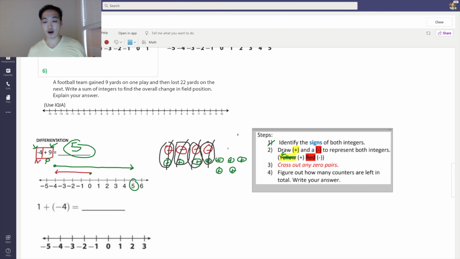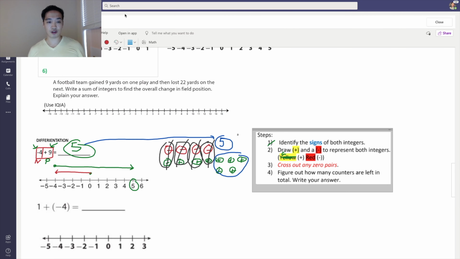Therefore, what do we have left after we do that? Well, because step 3 says to cross out any 0 pairs, right? That's what I did. So figure out how many counters are left in the total. We have 1, 2, 3, 4, 5. That's 5. What kind of counters is it? Positive. 5 positive counters. Now, isn't that the same answer we got from the graph? Yeah, same thing, okay? So yeah, I mean, that's how easy it is.